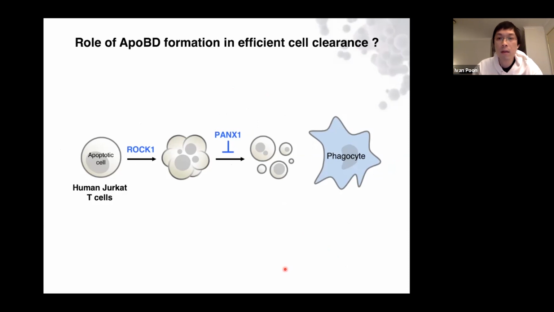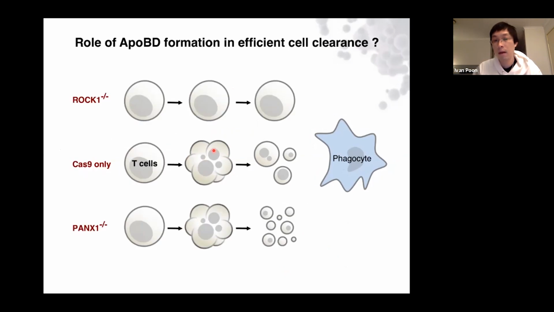So to address the cell clearance problem, just going back here with the human Jurkat T cells. As I mentioned before, ROC1 and pannexin-1 are the key positive and negative regulators of this process. So when we knock out these genes, we were able to create these 3 different scenarios. When we knock out ROC1, the cells don't bleb, and they don't break apart to form apoptotic bodies. Our control cells, as I mentioned before, about 10 to 15% of them still break apart. Whereas with the pannexin knockout cells, pretty much every cell would break apart.